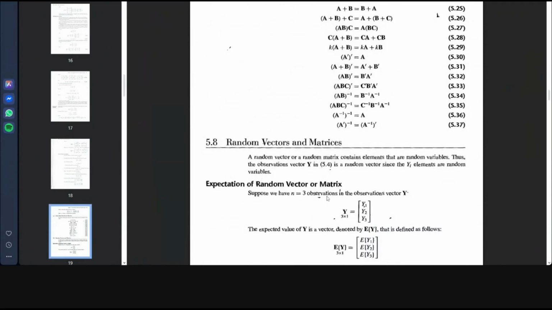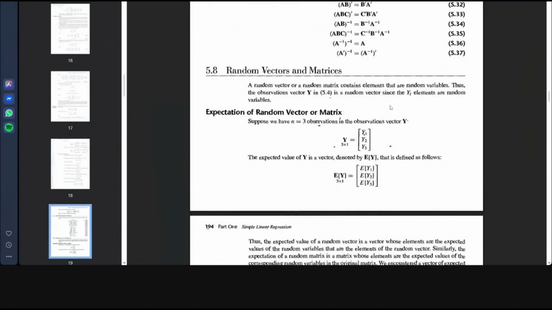We will conclude now by looking at what a random vector is. I've already talked about this. A random vector is a vector of random variables, so it's not a constant vector. A constant vector is a vector with constants. But y1, y2, y3 can be random variables. It could be heights of people, 3 people in this case. So this is called a random vector.